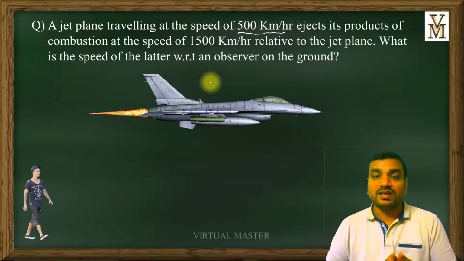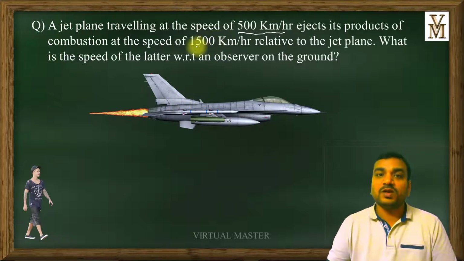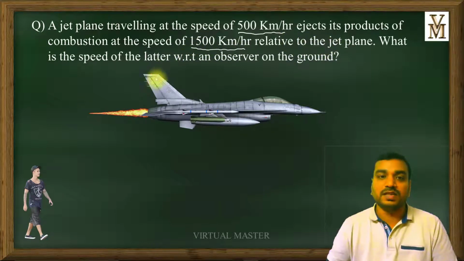We all know that fire or smoke will be ejected from a jet plane. The relative velocity of that smoke or fire is given as 1500 km per hour relative to the jet plane. That is, the relative speed of this smoke with respect to the jet plane is 1500 km per hour. Now what is he asking? He is asking us to find the speed of the latter. Latter means the smoke. We have to find the speed of this smoke with respect to the observer on the ground.